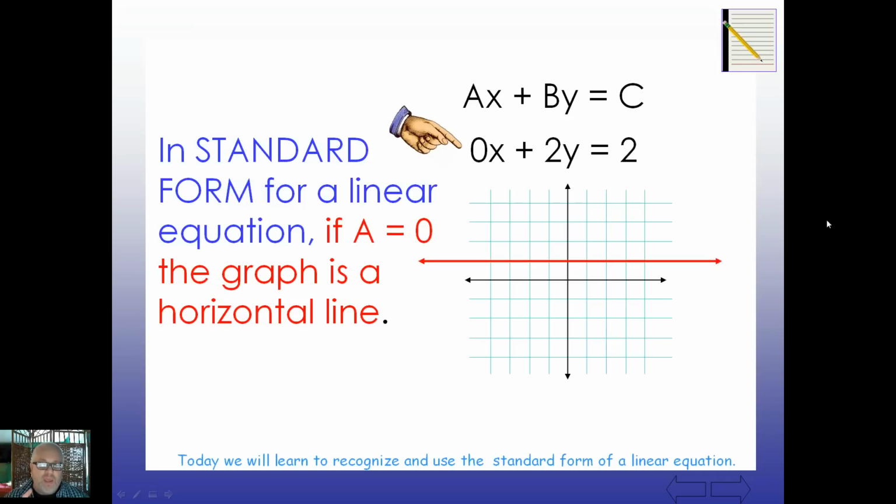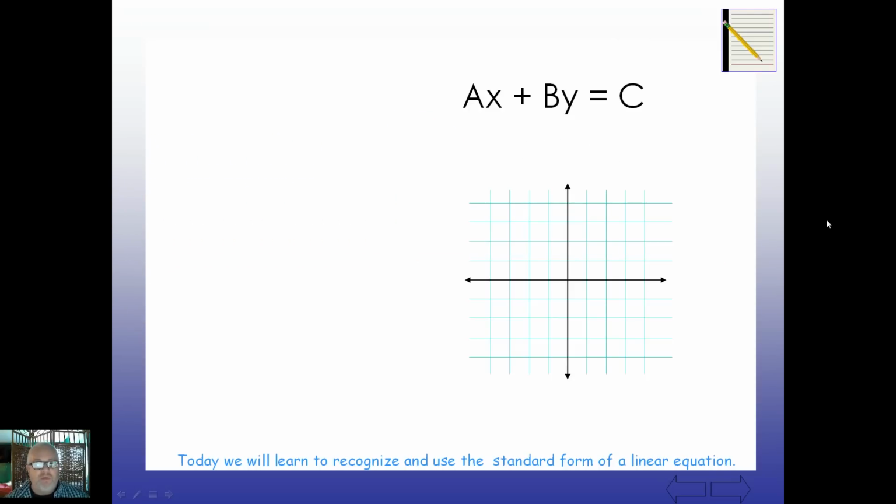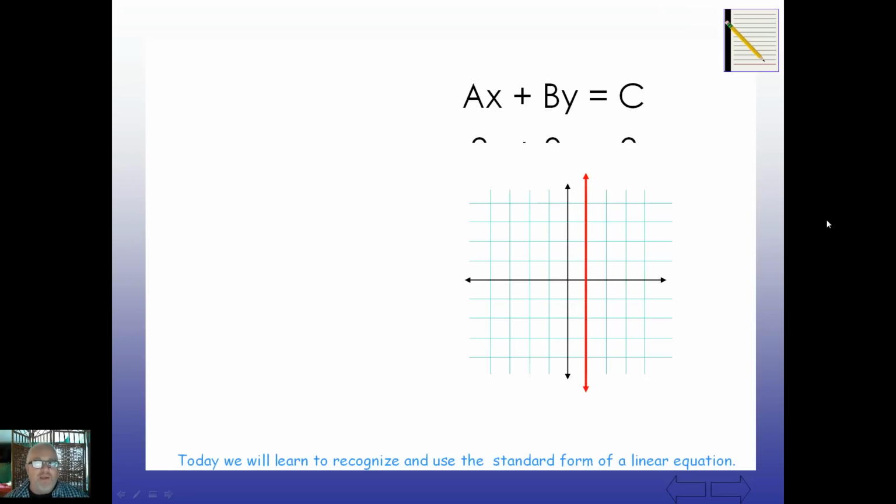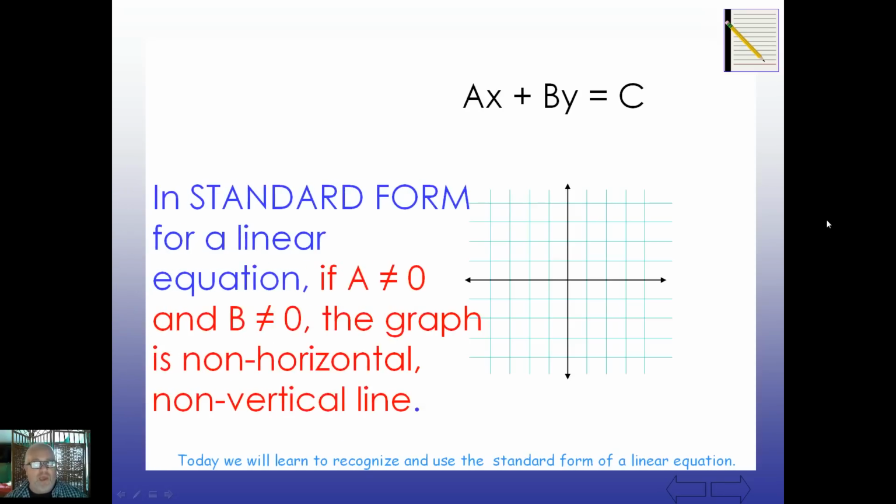Now, if the coefficient of x being 0 is a horizontal line, what do you think is going to happen when the coefficient of y is 0? Well, you might have intuitively felt it already: if the letter b, or the coefficient of y, is 0, we're going to get a vertical line. Now, if neither a nor b is 0, the graph will be non-horizontal and non-vertical. We'll just call it a regular line. It'll just be a normal line with a slope of some kind.